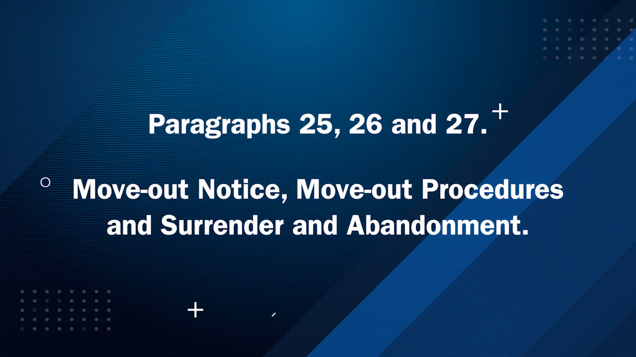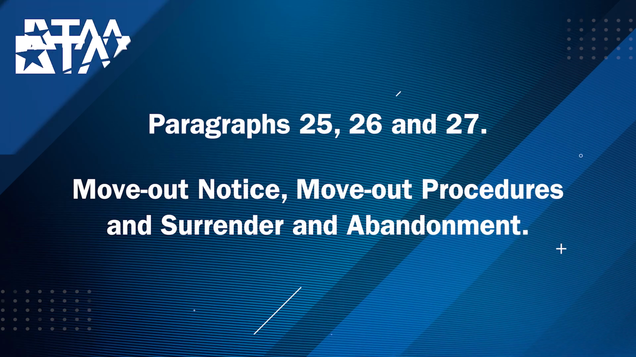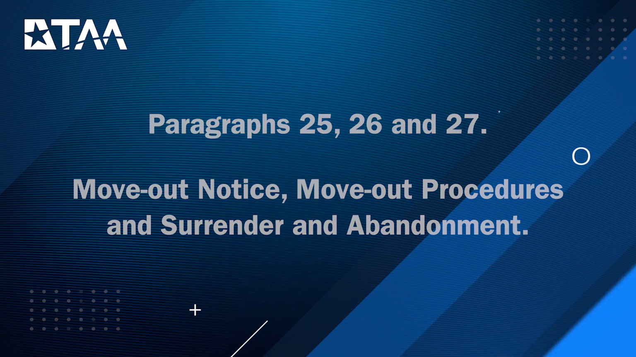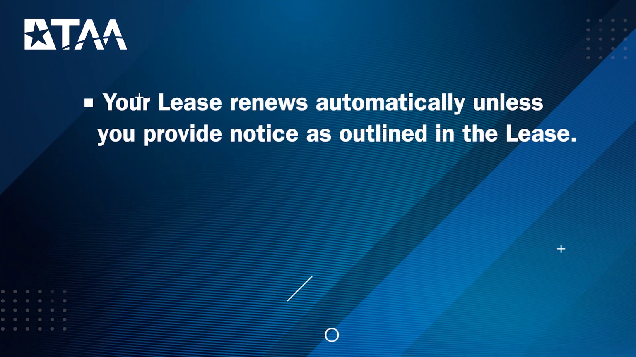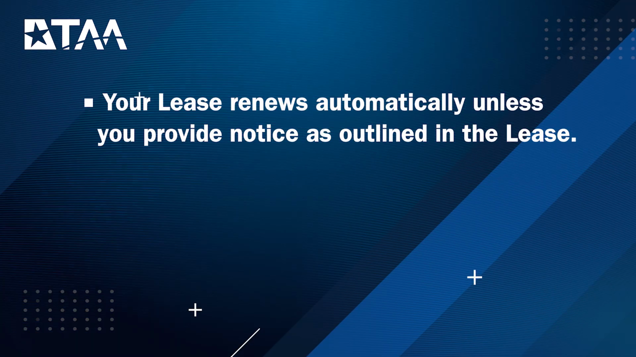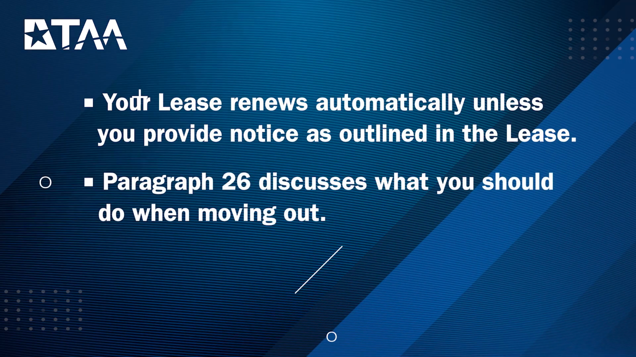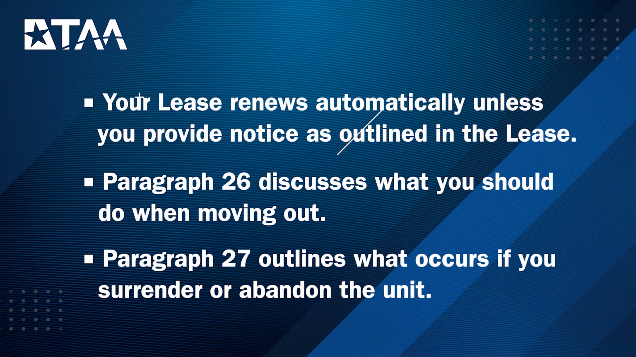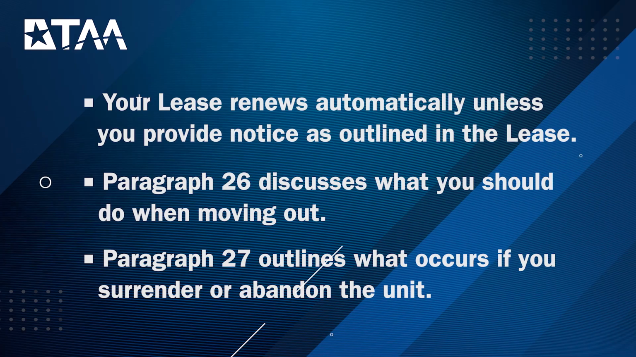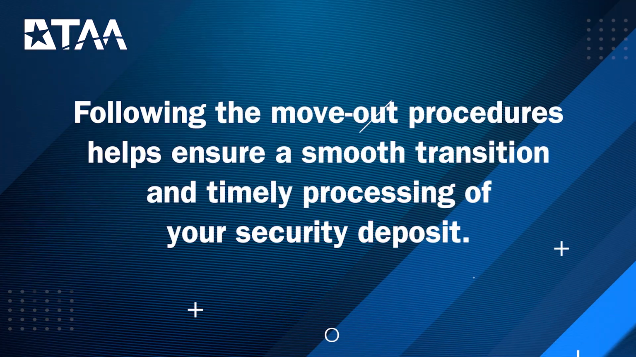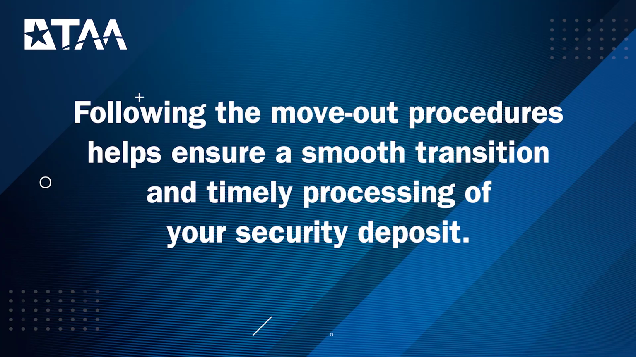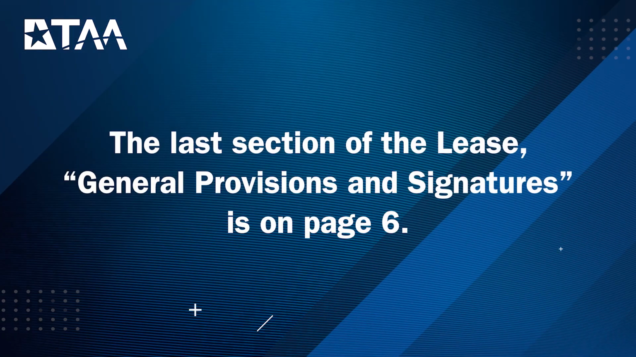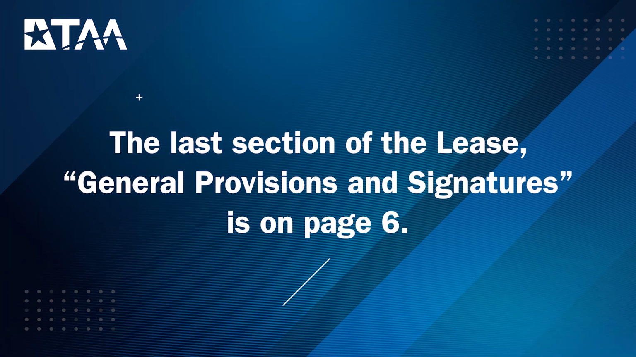Paragraphs 25, 26, and 27. Move-out notice, move-out procedures, and surrender and abandonment. Your lease renews automatically unless you provide notice as outlined in the lease. Paragraph 26 discusses what you should do when moving out. Paragraph 27 outlines what occurs if you surrender or abandon the unit. Following the move-out procedures helps ensure a smooth transition and timely processing of your security deposit. The last section of the lease, General Provisions and Signatures, is on page 6.